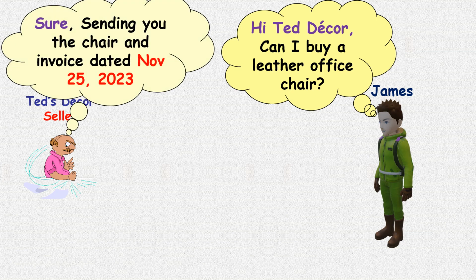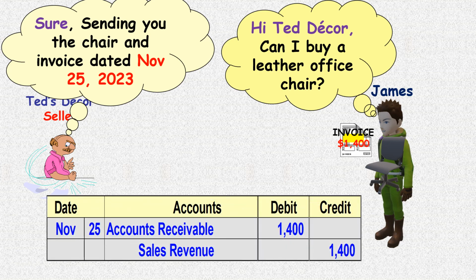Ted agrees, and on November 25th, he sends the chairs and sends him an invoice to pay later. The invoice is for $1,400. So when the sale is made, the accountant at Ted Decor is going to debit account receivable $1,400 and credit sales revenue $1,400. Let's take another example.